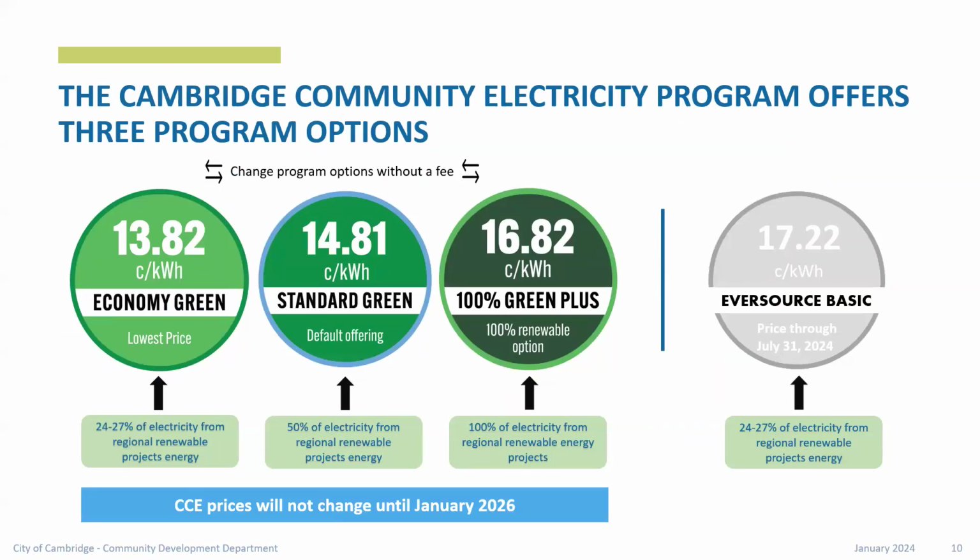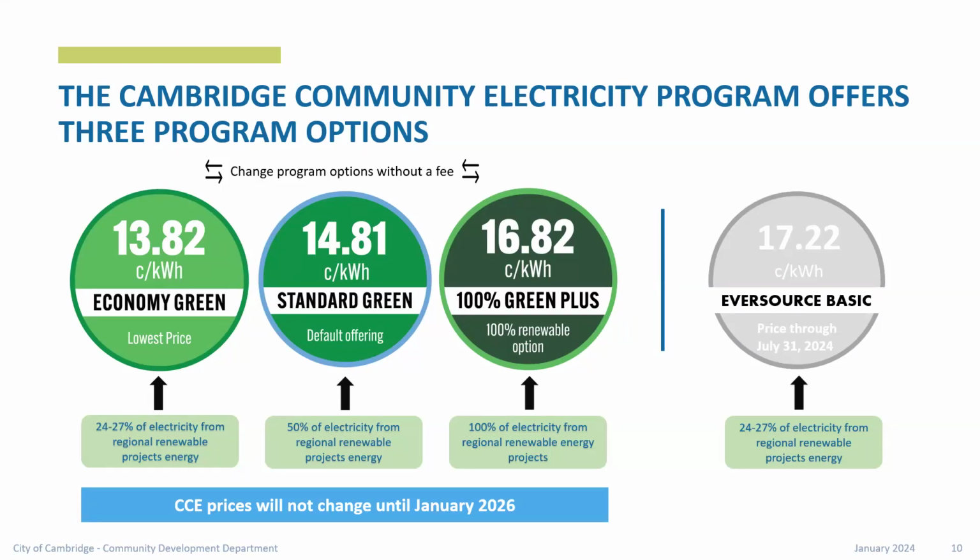So the Cambridge Community Electricity Program offers 3 program options: Economy Green, Standard Green, and 100% Green Plus. Economy Green is the least expensive option at 13.82 cents per kilowatt hour and includes the state required minimum amount of renewable energy, which is between 24 to 27% depending on the year.